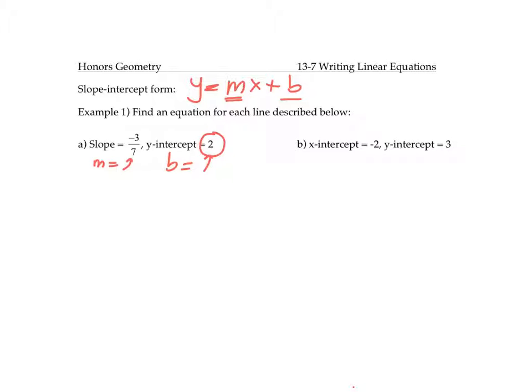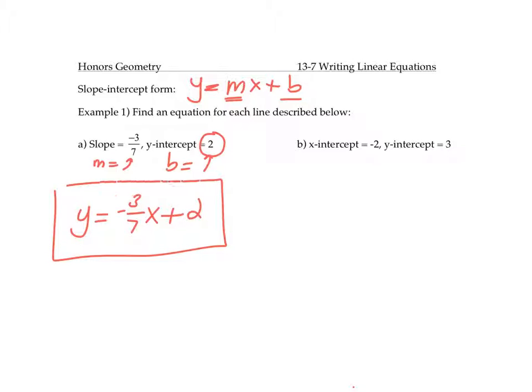So the equation for this line would be y equals -3/7 times x plus 2. And that's it. Slope-intercept form of that equation.